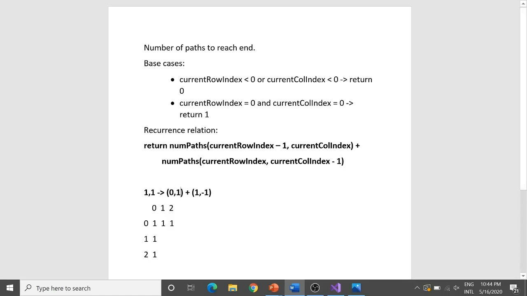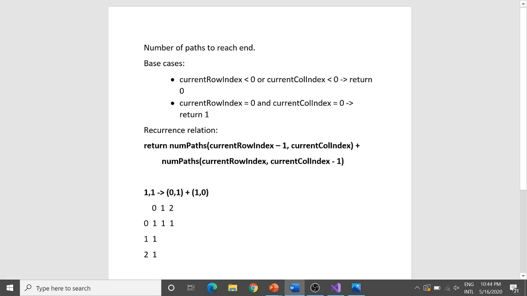And is there a node present to the left of it, such that if I come to the right of that left node, I can reach 1 comma 1? Yes, there is. And what is that node? That is 1 comma 0. So what does this recurrence relation say? That the total number of paths to reach 0 comma 1 and the total number of paths to reach 1 comma 0, if I add those up, would be my answer to 1 comma 1.